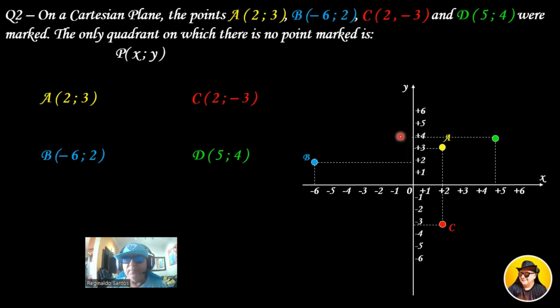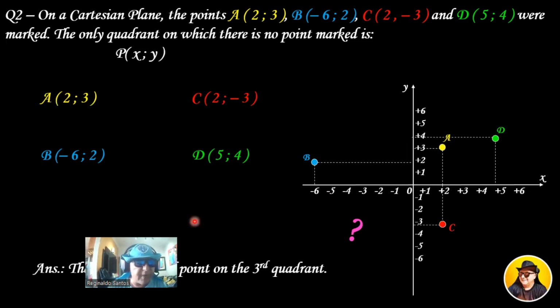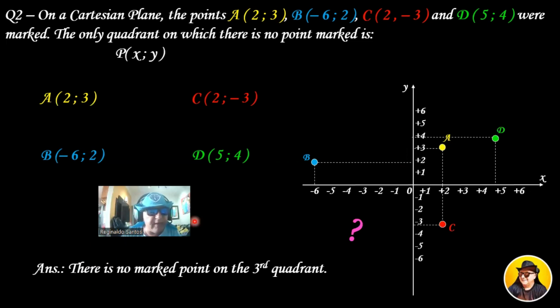All right, so points A and D belong to quadrant 1. Point B belongs to quadrant 2, and point C belongs to quadrant 4. So the quadrant where there is no marker point is quadrant 3. Yes, so let's give it an answer. Okay, can you see? So there is no marker point on the third quadrant, or also said, quadrant 3.